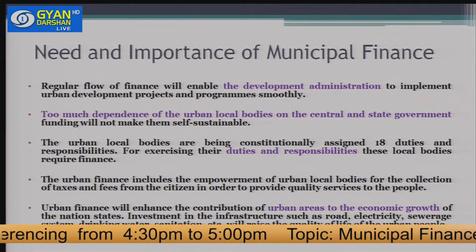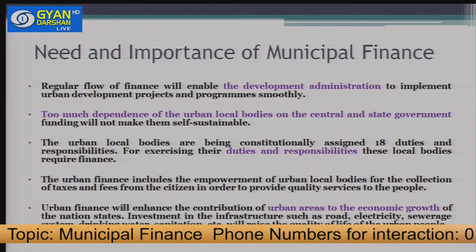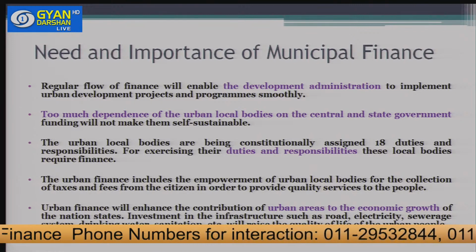And moreover, under the 74th Constitutional Amendment, there is a provision that all the urban local bodies have been assigned 18 duties and responsibilities, like urban housing, alleviation of urban poverty, urban waste management, slum upgradation. These duties and responsibilities have been assigned to the urban local bodies. In order to perform them, urban administration and urban local bodies require finance. So finance is very important to conduct all the activities.